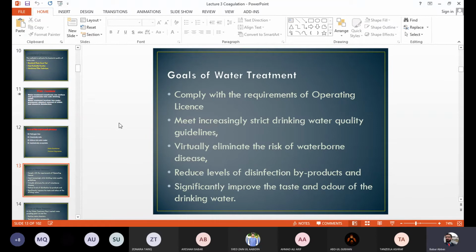Goals of water treatment include complying with the requirements of the operating license, meeting increasingly strict drinking water quality guidelines, virtually eliminating the risk of waterborne diseases, reducing levels of disinfection byproducts, and significantly improving the taste and odor of the drinking water.